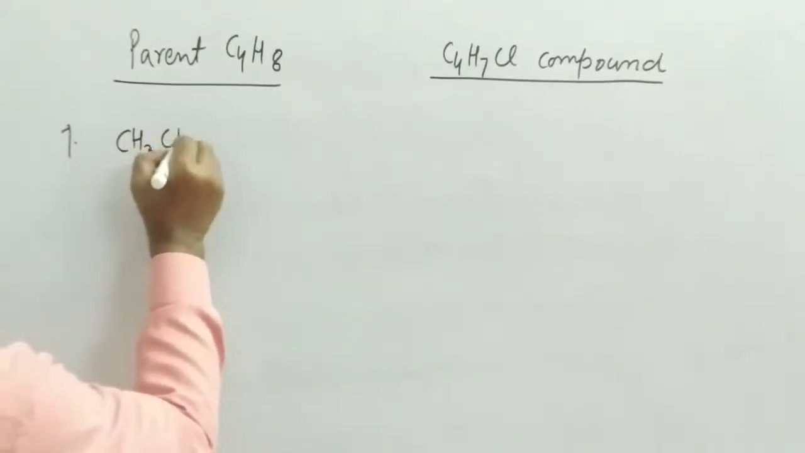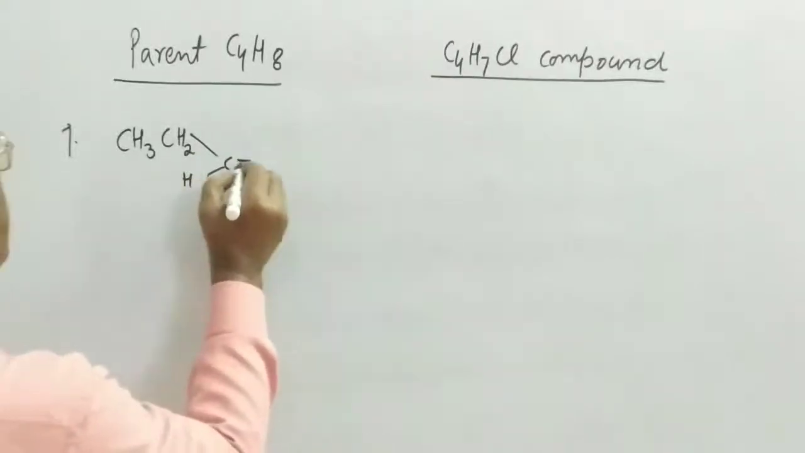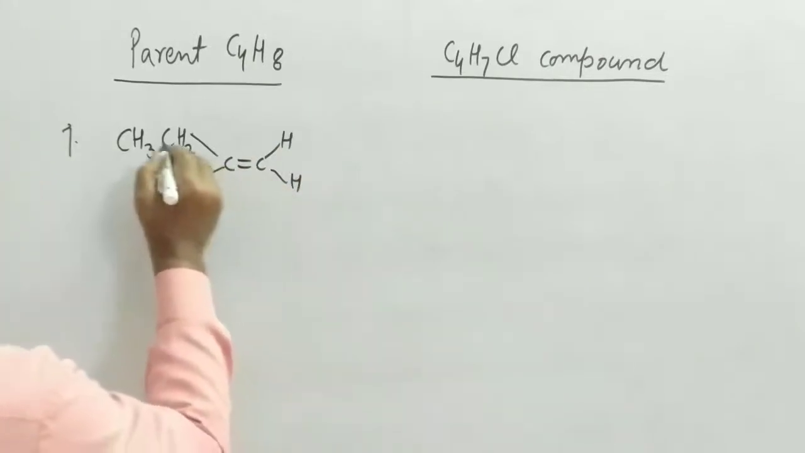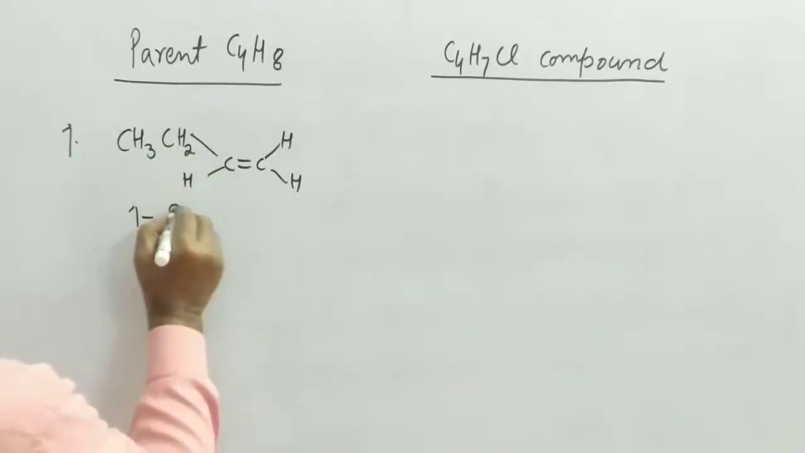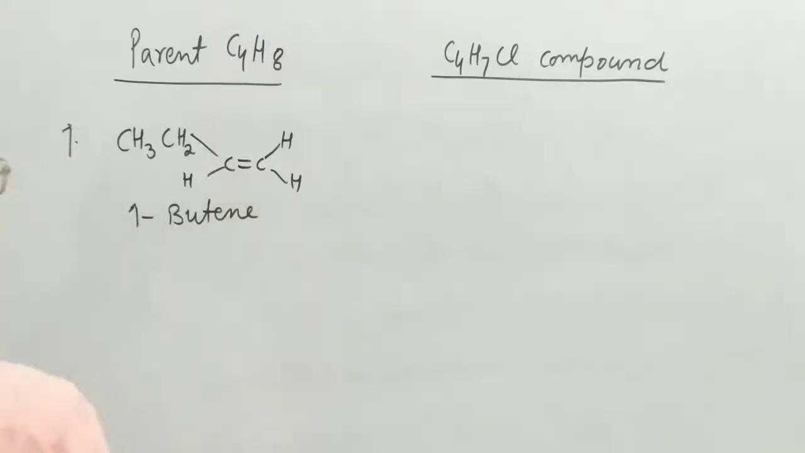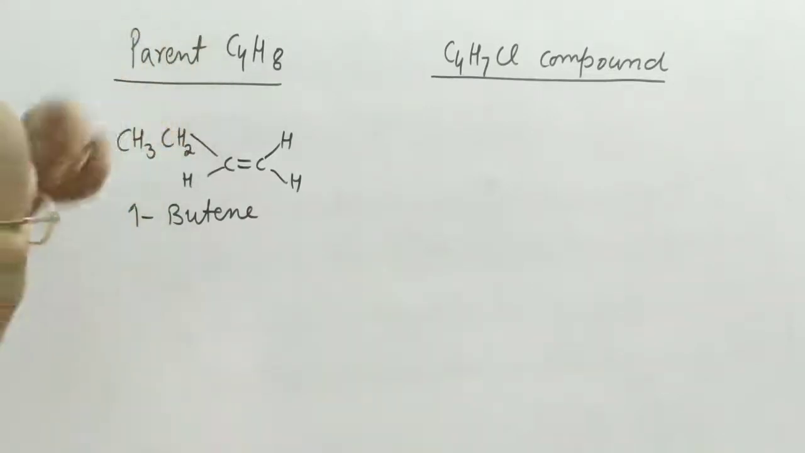As we know, the butene molecule exists in a number of isomers, in which one is CH3, CH2, CH, and this one. This is 1, 2, 3, 4. This is 1-butene, one of the isomers of C4H8.